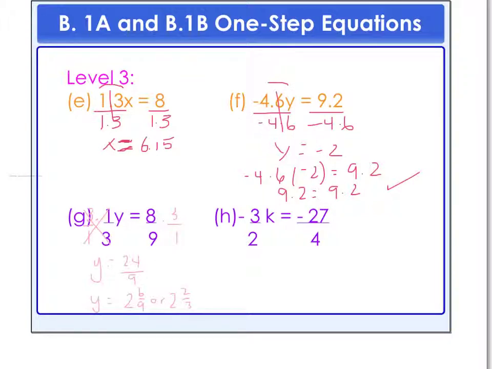The next one, we have to multiply by the reciprocal, so we're going to multiply by 2 over negative 3. I'm going to do the same over here, 2 over negative 3. These cancel out. We're left with k equals, I've got negative 27 times 2, which is negative 54, over 4 times negative 3, which is negative 12. We have a negative and a negative is a positive. 12 goes into 54 4 times. That gives us 48, with 6 left over, which is 4.5.